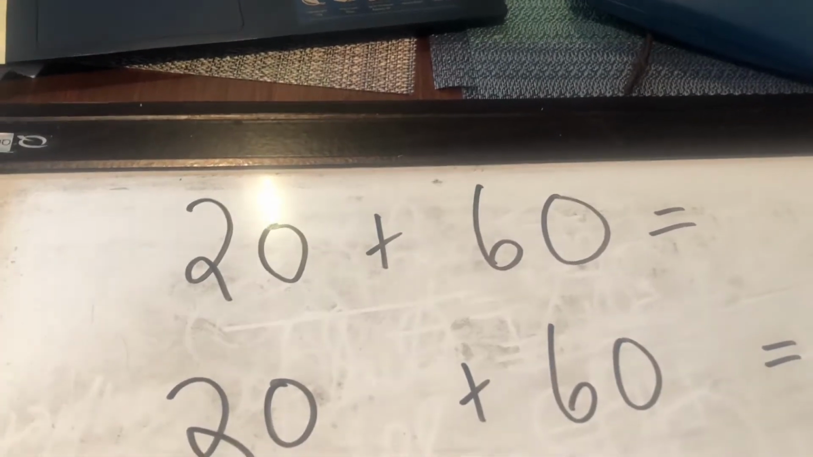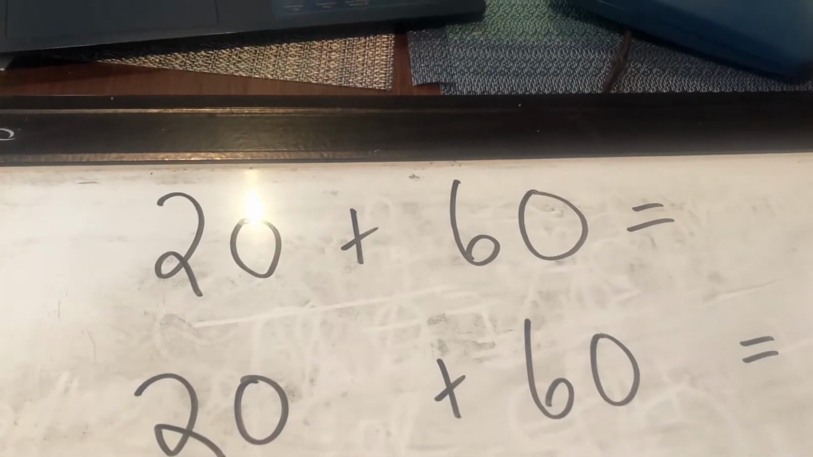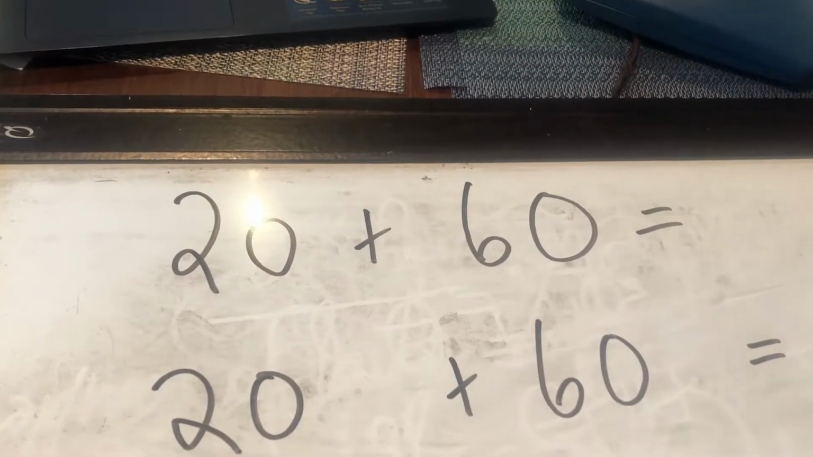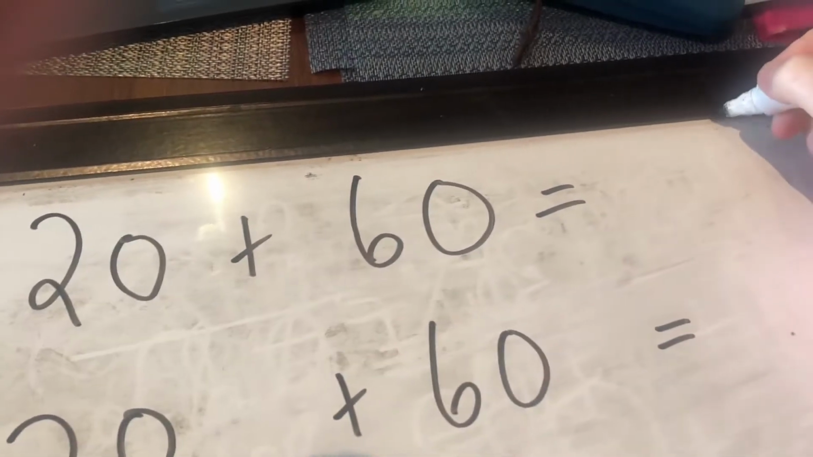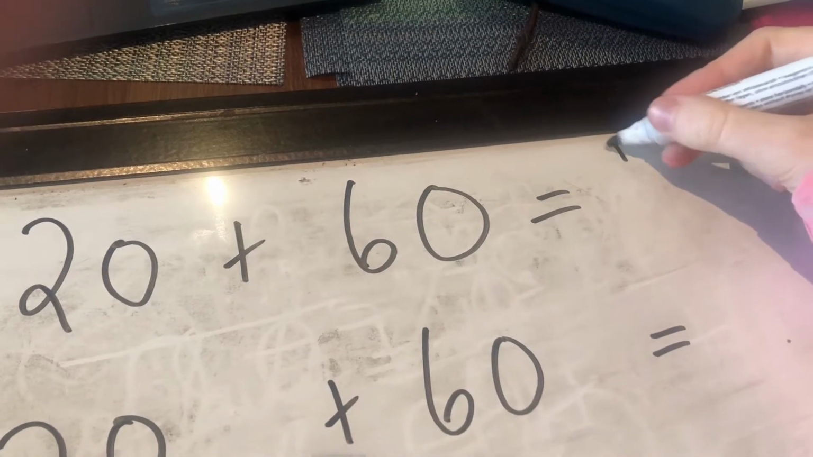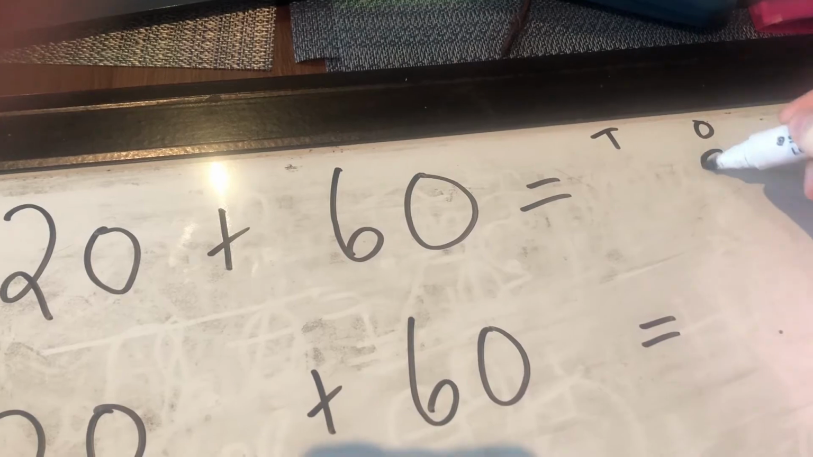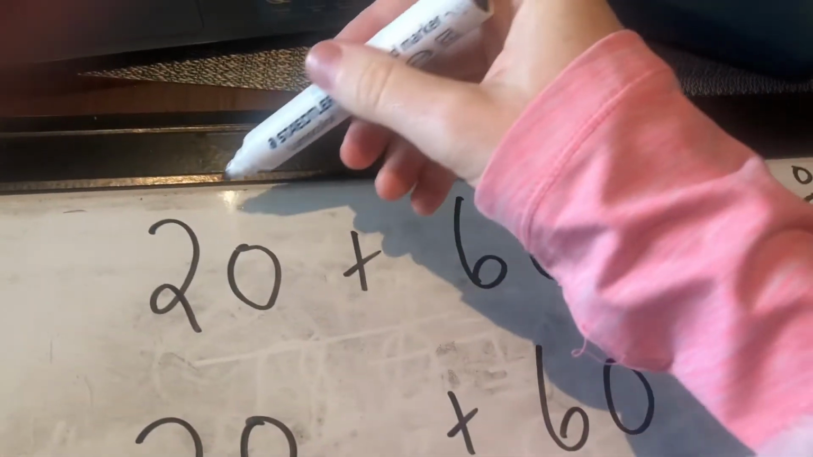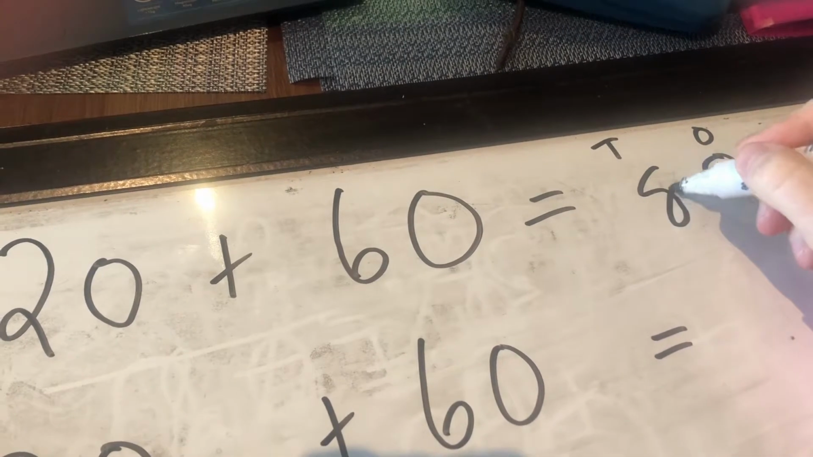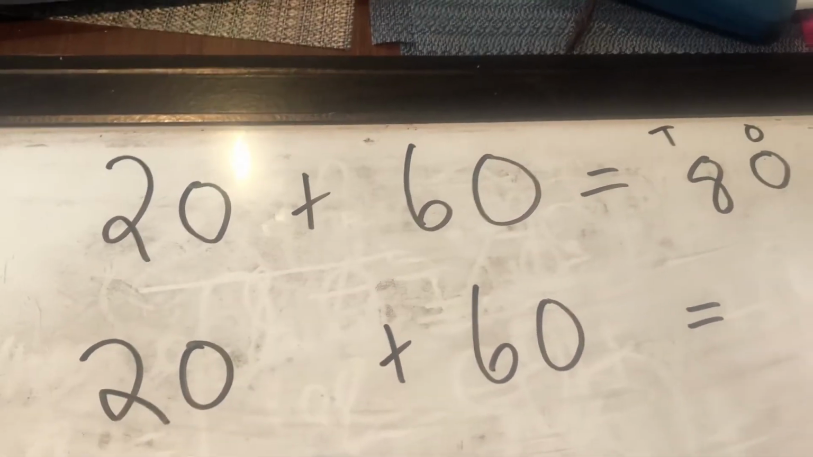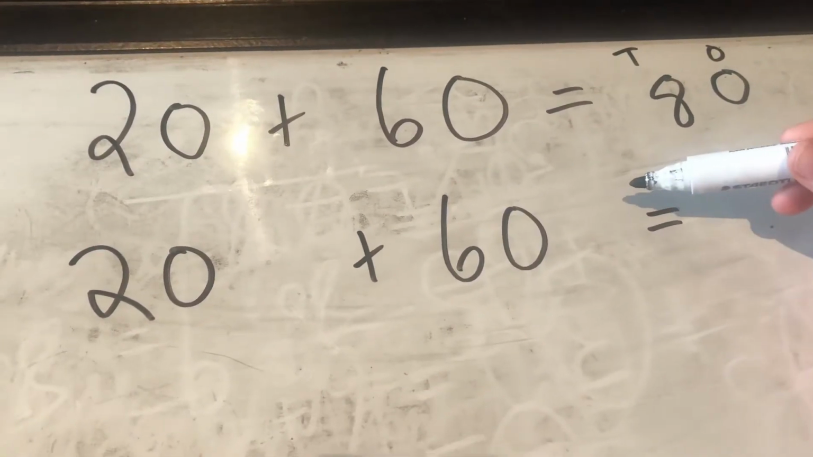So today we have been working on adding tens. Today we're making connections to how that is related to adding 100s. For example, using the same strategy of the ones and the tens, we know that 0 plus 0 is 0. And then looking at the tens, we know that 20 plus 60 is 80. So if 20 plus 60 is 80, how can we make that connection to 100?